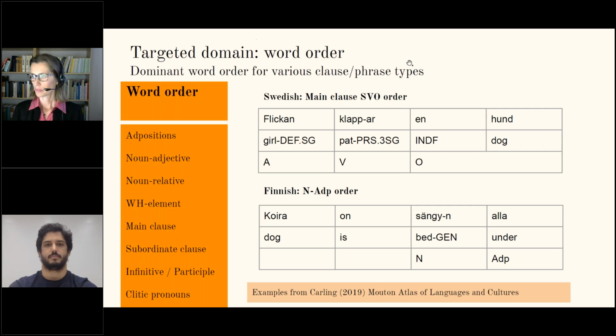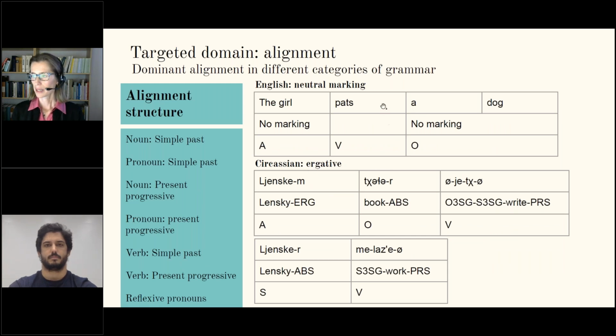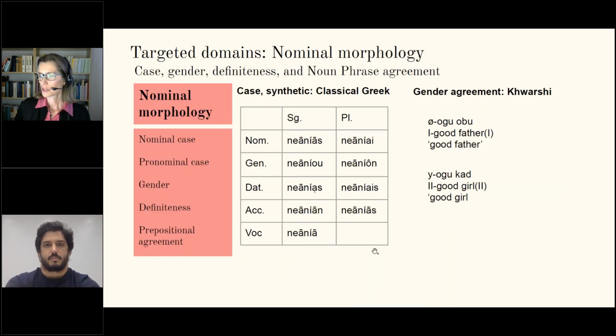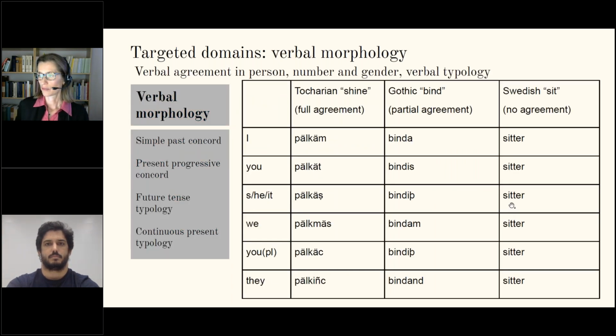So just to give some examples, for word order, we'll look at dominant word order for the various types. And for the domain of alignment, we look at dominant alignment in different categories of grammar, as I said before, in simple past and in present progressive and with verbs. So we have nominative accusative marking, no marking, active stative marking, and ergative, basically. And for nominal morphology, we look at nominal case, pronominal case, gender, definiteness, and also prepositional agreement. And the focus in verbal morphology is verbal agreement or person concord, in person, number, gender, and also verbal typology.